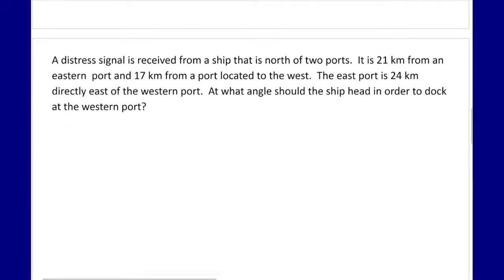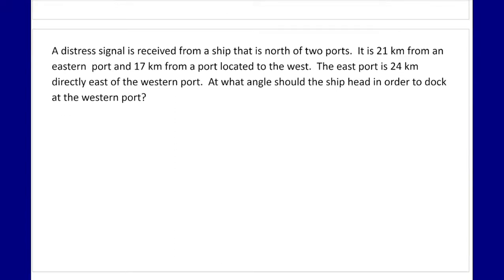So in our first example, a distress signal is received from a ship that is north of 2 ports. It is 21 kilometers from an eastern port and 17 kilometers from a port located to the west. The east port is 24 kilometers directly east of the western port. At what angle should the ship head in order to dock at the western port?